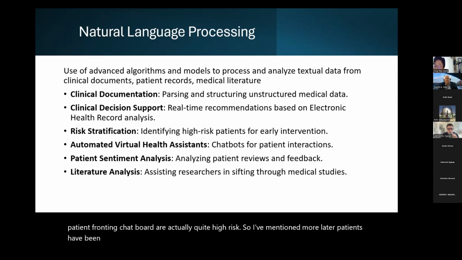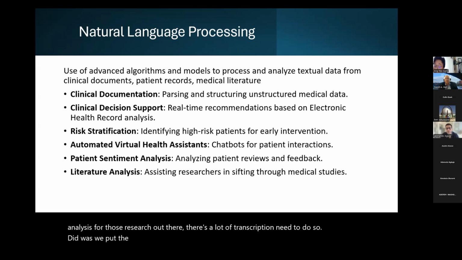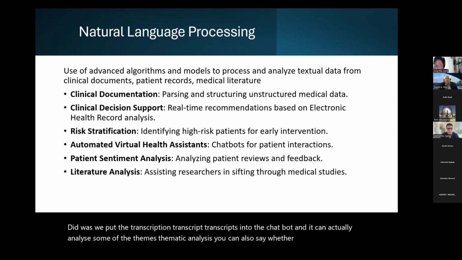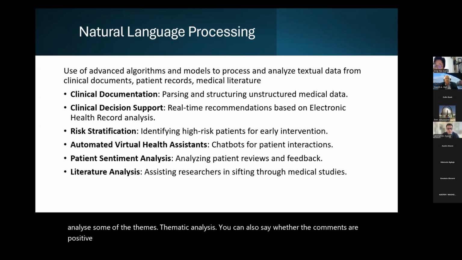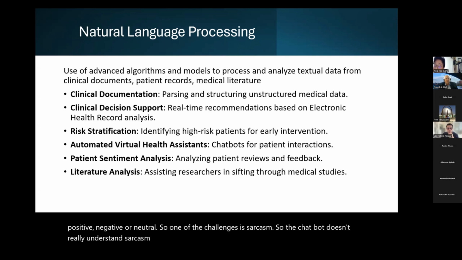We actually did this not for patient review, but mainly for qualitative analysis, for those researchers out there. There's a lot of transcription that needs to be done. So what we did was put the transcripts into the chatbot, and it can analyze some of the thematic analysis. You can also ask whether the comments are positive, negative, or neutral. One of the challenges is sarcasm. The chatbot doesn't really understand sarcasm, so that's something where humans need to intervene. Otherwise, you may inadvertently think that a comment is positive when it's actually negative.